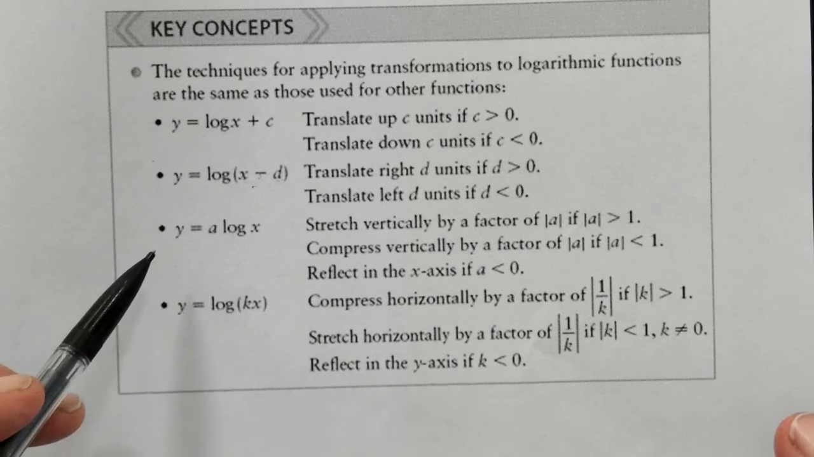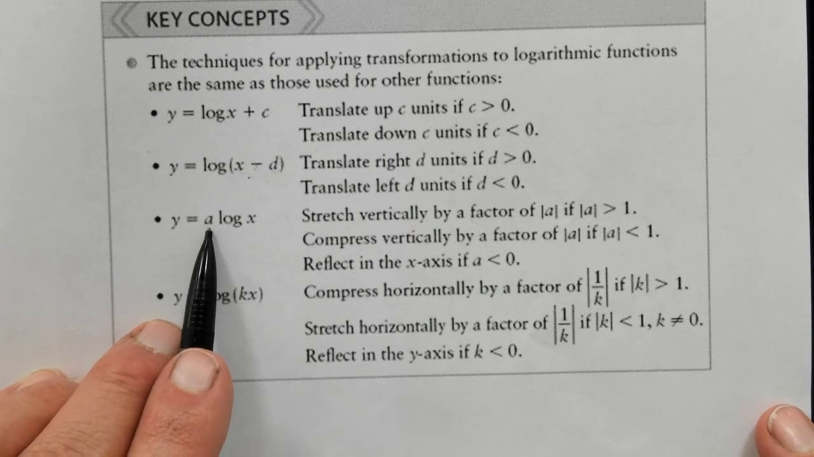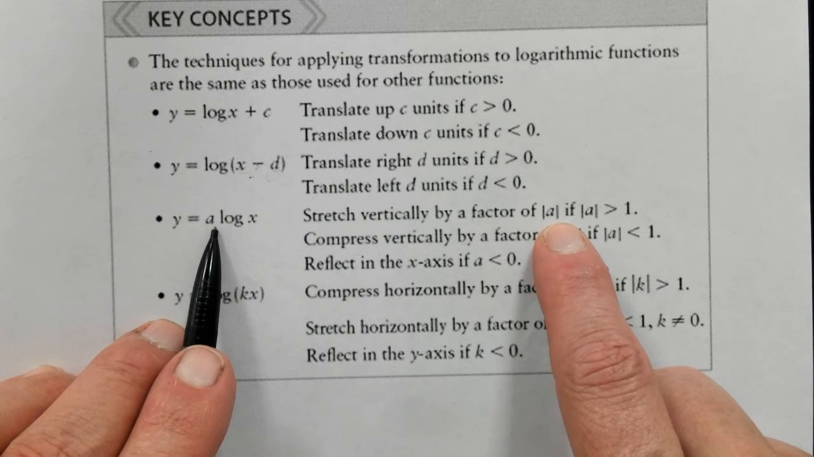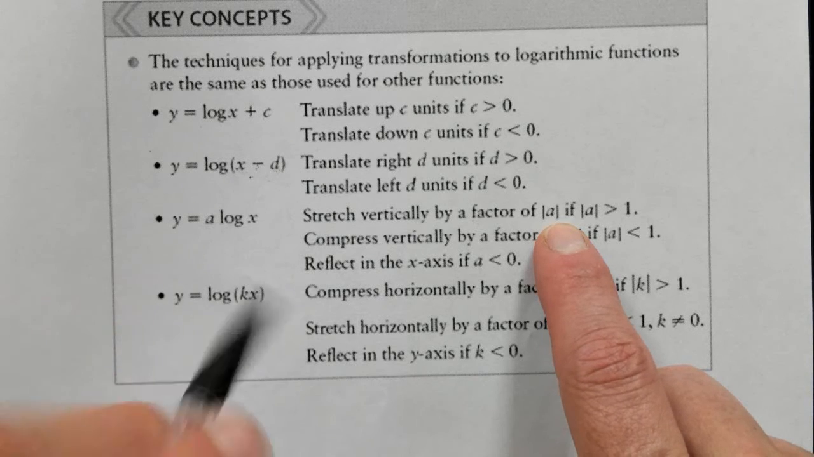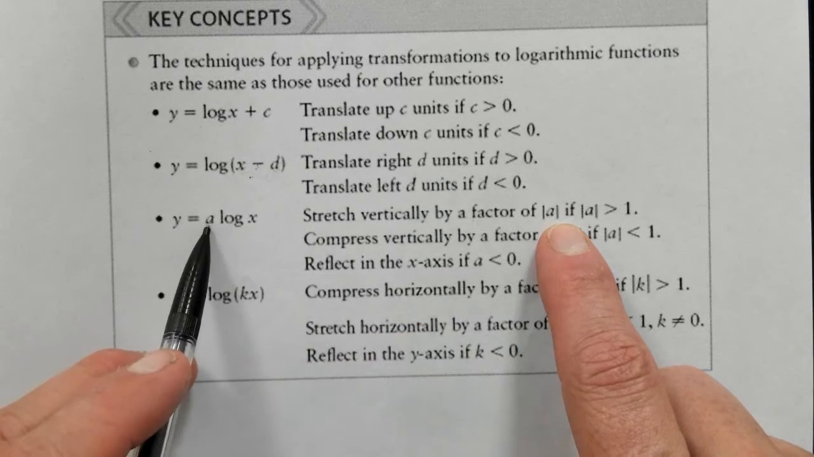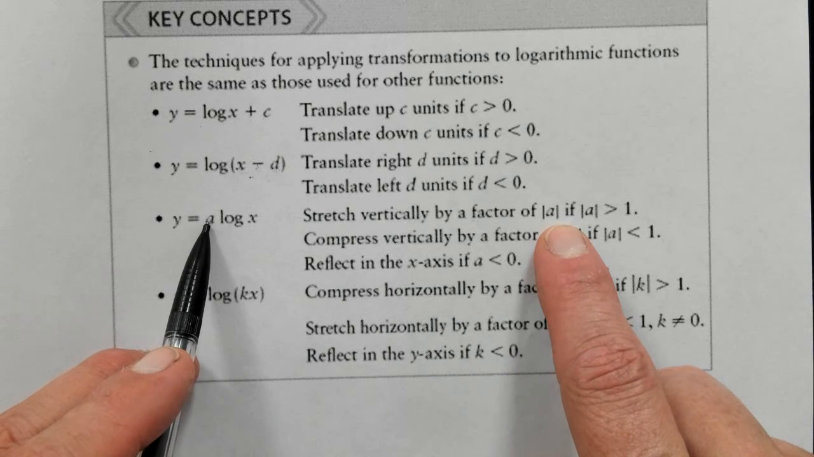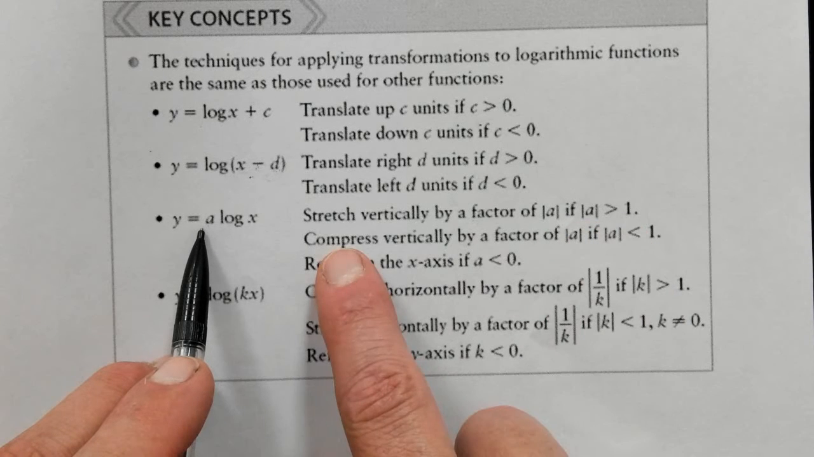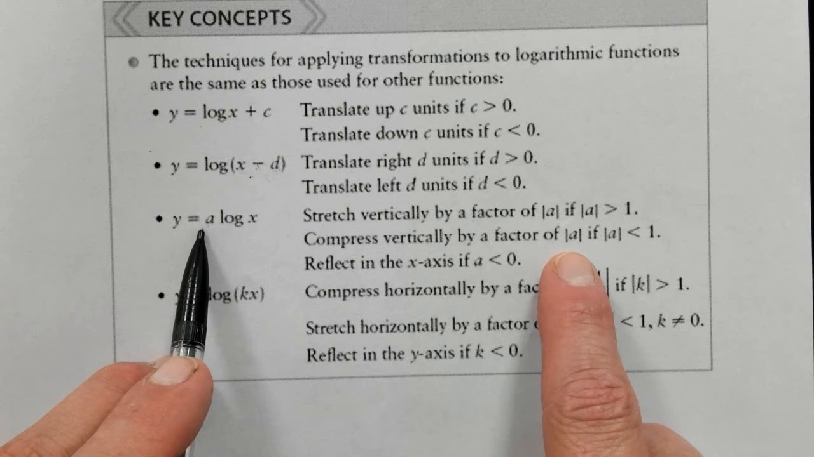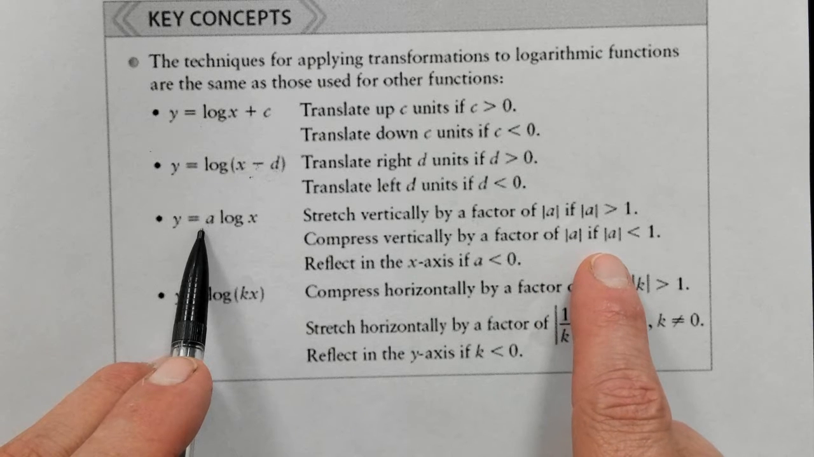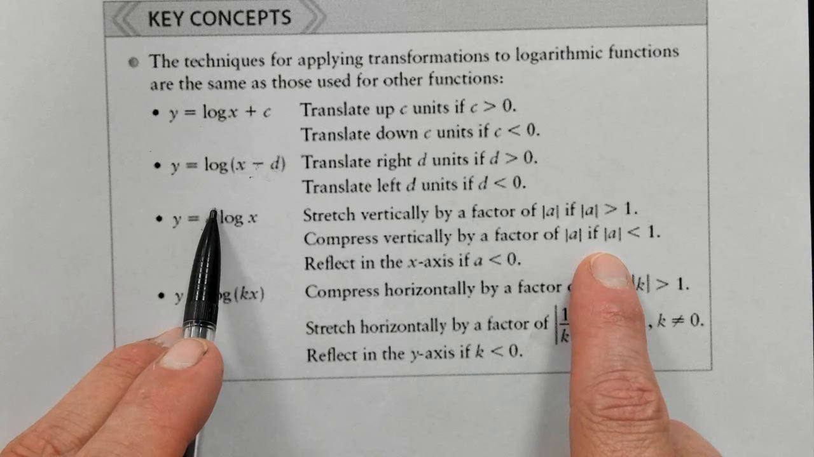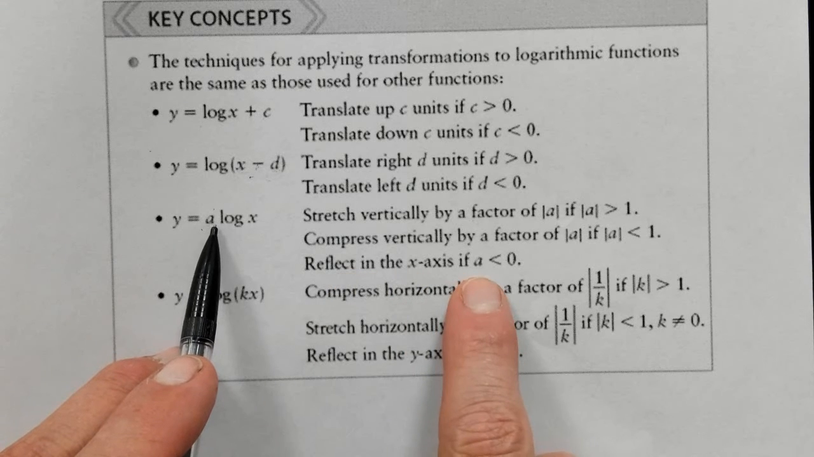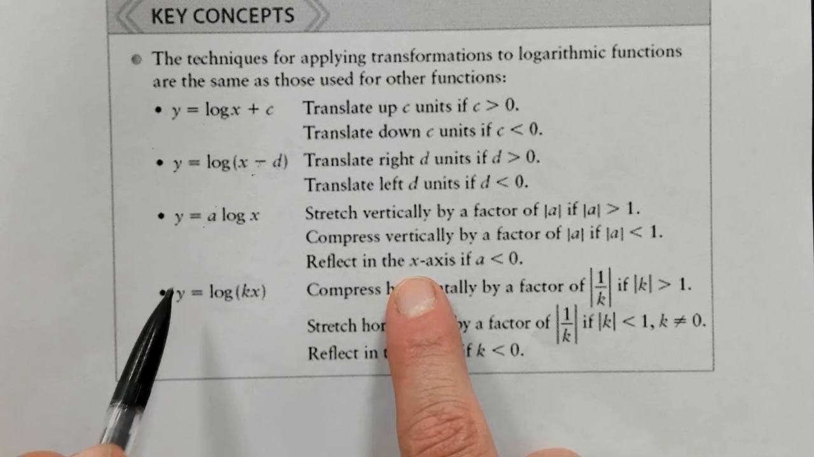All right? Once again, if you're multiplying by a factor to the entire function, okay, it's stretched vertically by a factor of the absolute value of a, because remember, if it's negative, that's going to cause it to flip in the x-axis, right? So it's just the factor is the absolute value of a. So stretch vertically by that factor if it's greater than 1, and then it's going to compress vertically, okay, by a factor of absolute value of a if it's less than 1. So if this number is bigger than 1, okay, stretch vertically, less than 1, compress vertically as usual. And then, of course, if the a is negative, it's going to reflect in the x-axis, okay?